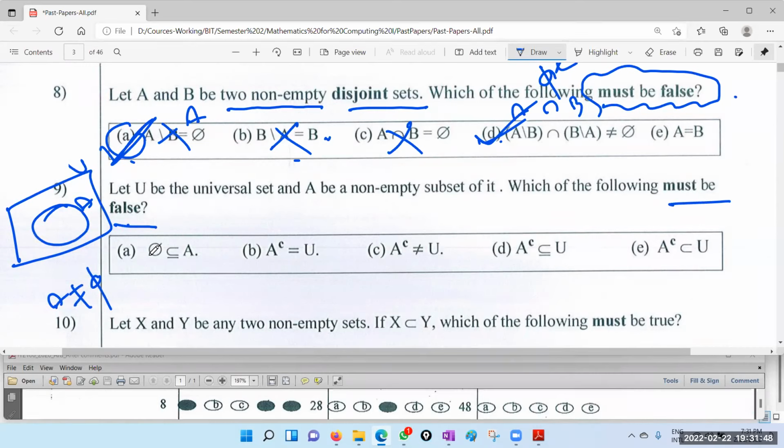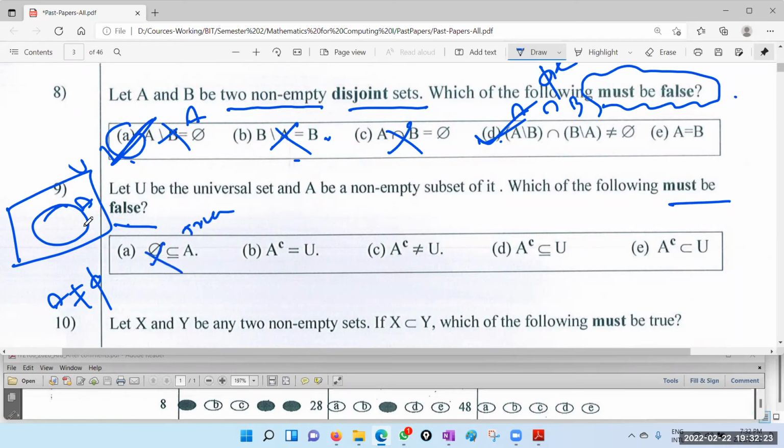First one. 5 must be a subset of A. Of course, any set can be written as a subset of A. Even if A is a 5, it is still valid, because 5 is equal to 5. And for any set, 5 is a subset, because nothingness can exist anywhere. So therefore, this must be true. What we need is must be false. So therefore, this is not the answer.